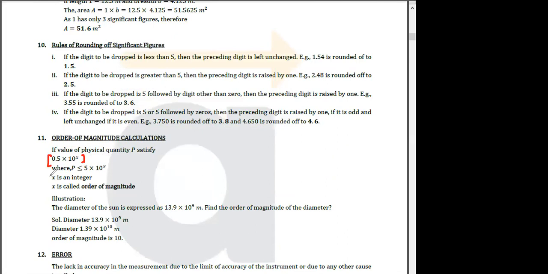So it is 0.5 into 10 power x, which means this physical quantity is less than 5 into 10 power x. Yes or no? Agree? Because half is less than 5. So the power x is called the order of magnitude, as simple as that.